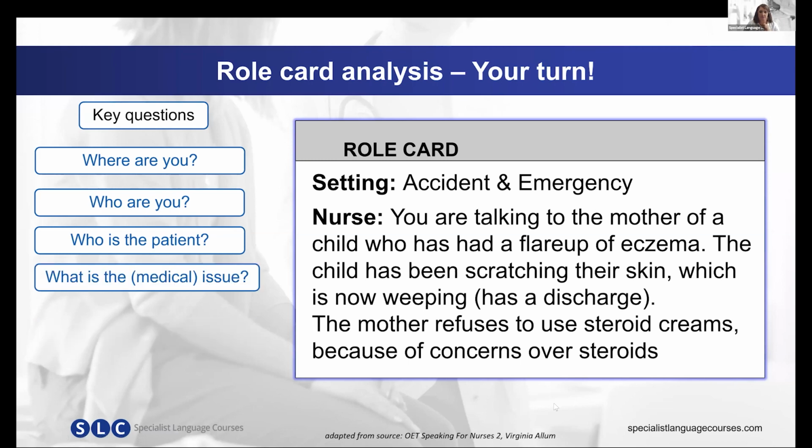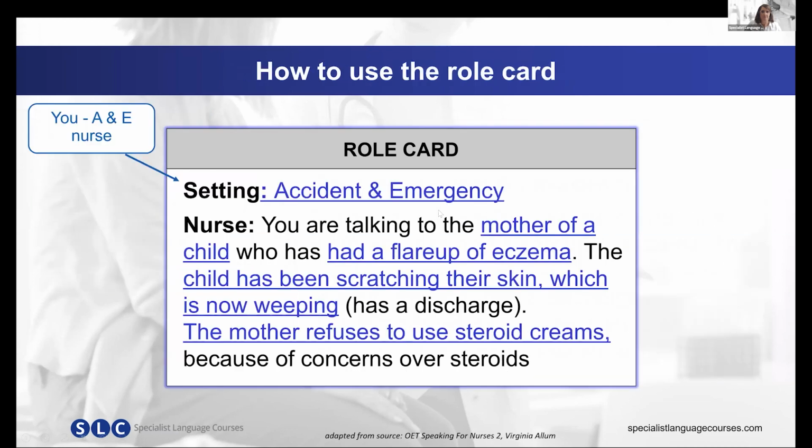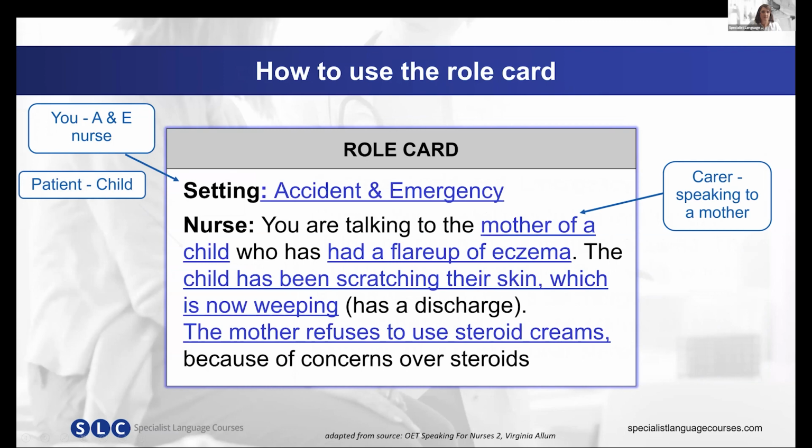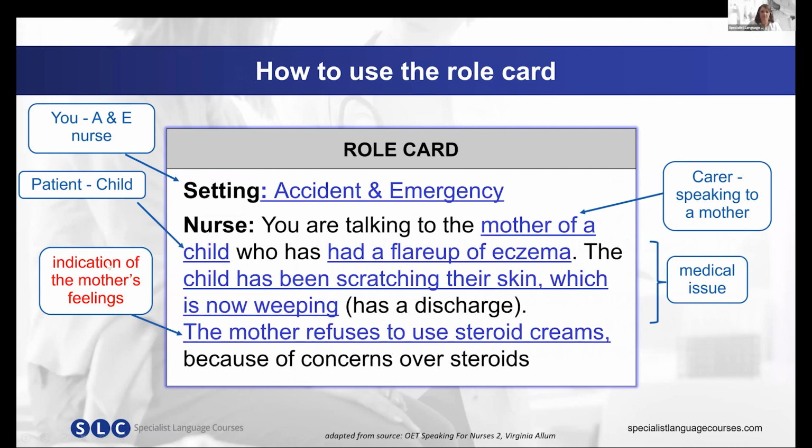Okay, and then the next question is, what is the main issue? What is the main medical issue? Okay, the skin issue, which is eczema, and there's been a flare-up. Excellent. Okay, great. So we have our information here. Now, the other thing to note here is this final point, we've got an indication of the mother's feelings. So it's really important that you look quite carefully at any additional information, as this may help you understand what the flow of the conversation is likely to be.